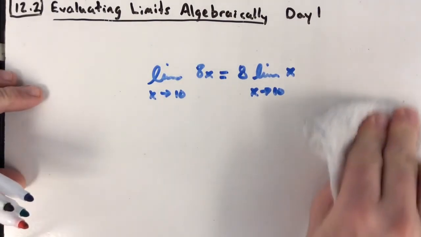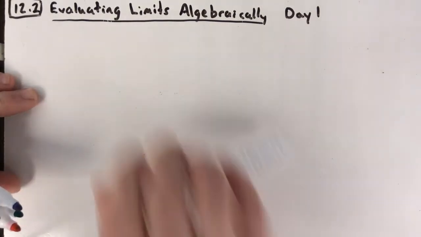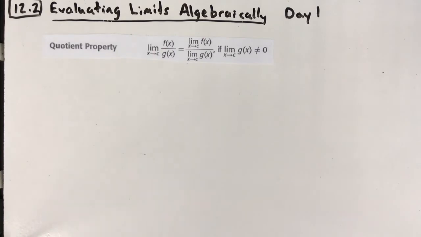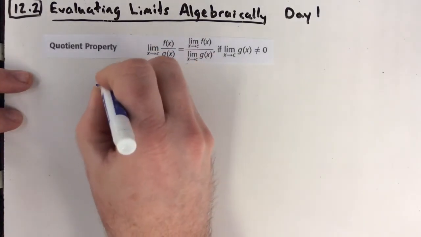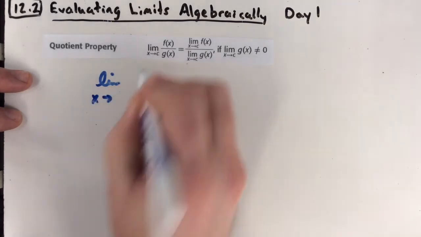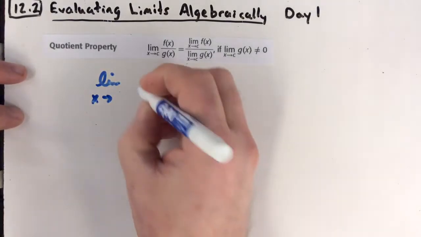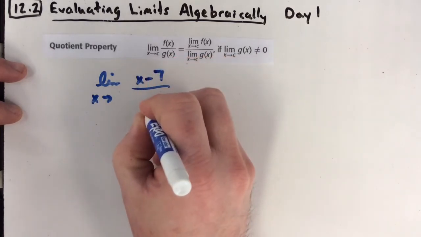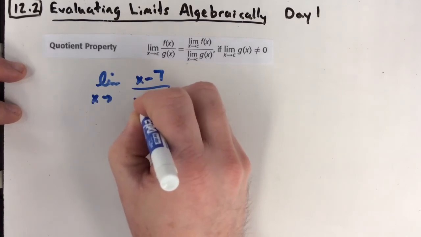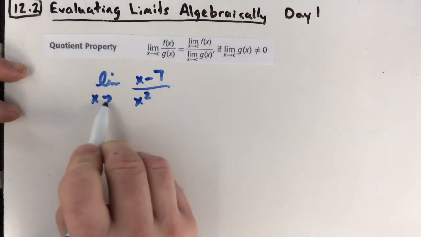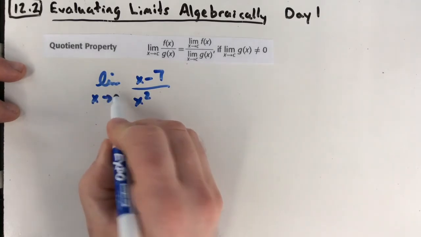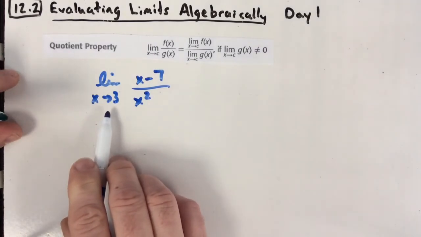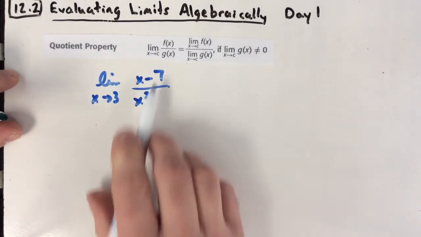There is a quotient property, and that is handled much how you would think it would be handled. I guess there are 8 properties in that bottom box. I think I said 7 earlier. So if you had the limit as x approaches a constant, like x minus 7 over x squared, and this has to approach some value, some number. So let me again pick just kind of a random constant there. So the limit as x approaches 3 of x minus 7 over x squared, so that's a fraction.